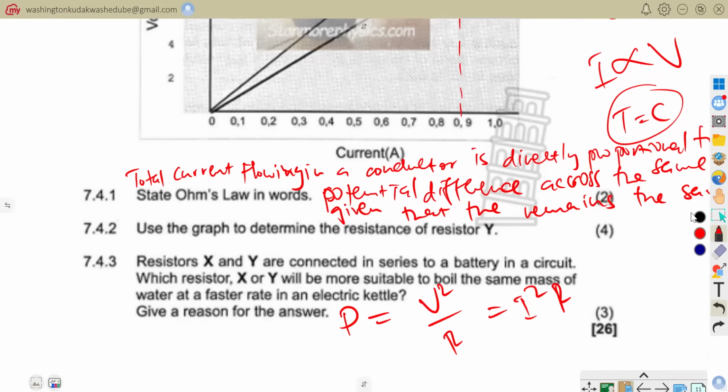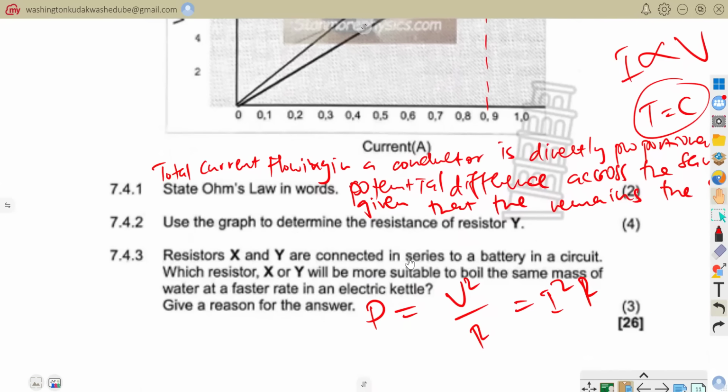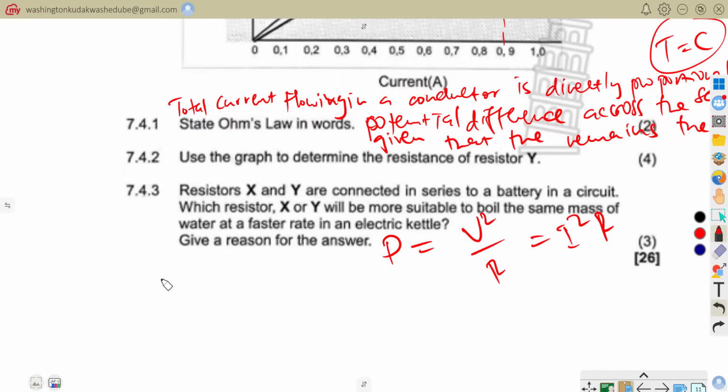So here we can just look at the slope. The slope of Y is greater than the slope of X. So the resistance of Y would be greater than the resistance of X. Therefore, the power of Y would be greater than the power of X, because these resistors are connected in series. When they are connected in series, the current that passes through is the same, so what determines the power becomes the resistance. So the power dissipated by Y would be greater. So Y would be highly suitable. So you are saying Y, and then what is the answer?